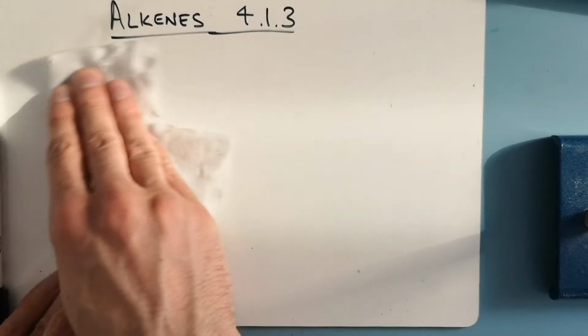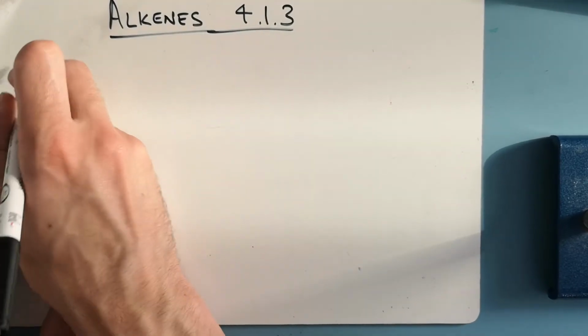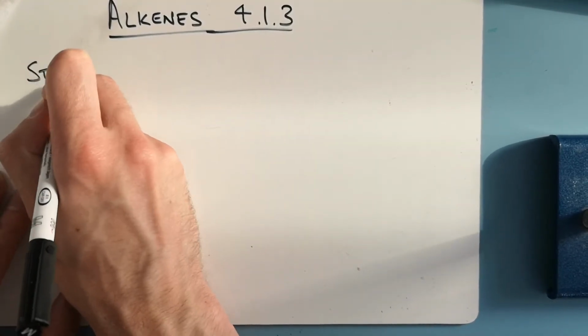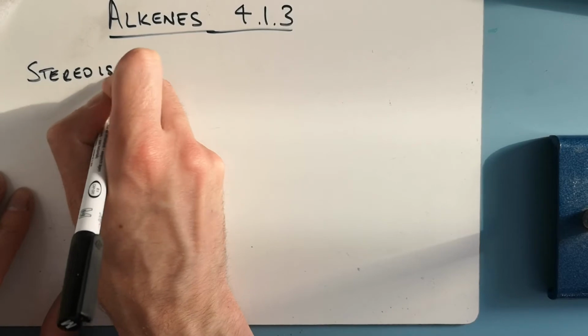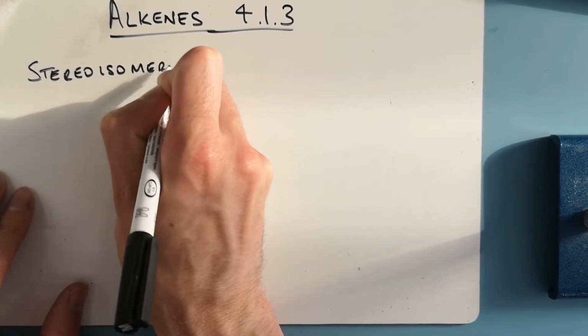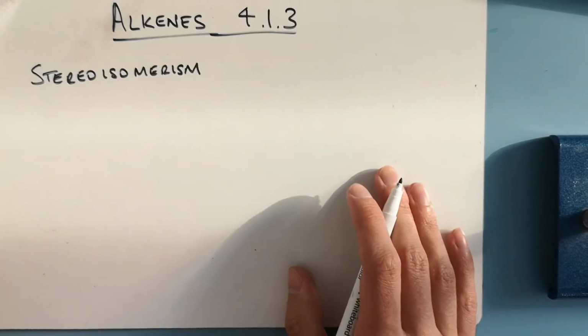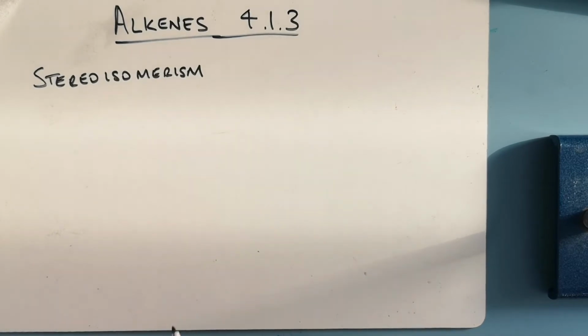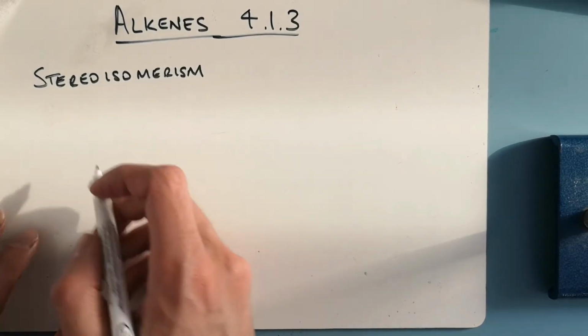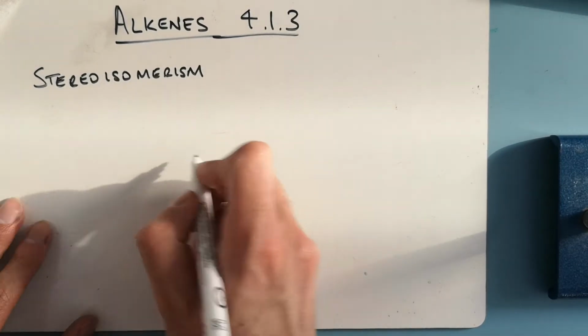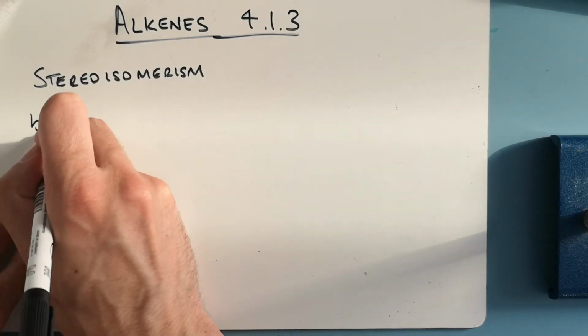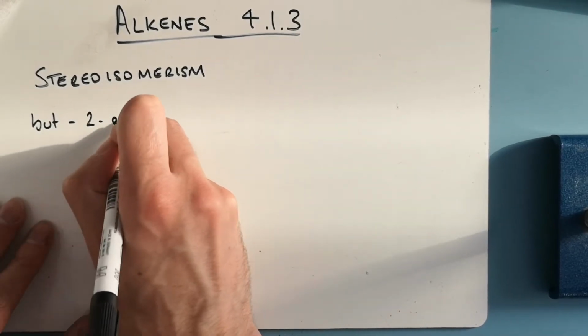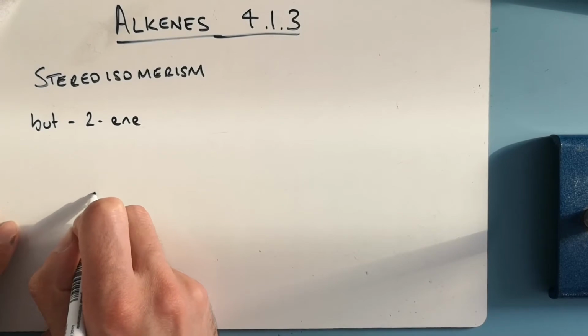Stereoisomerism next. So previously we've looked at how sigma bonds can rotate. Now when we get a pi bond in, I'm going to draw the classic butene that you'll look at a lot when looking at stereoisomerism.